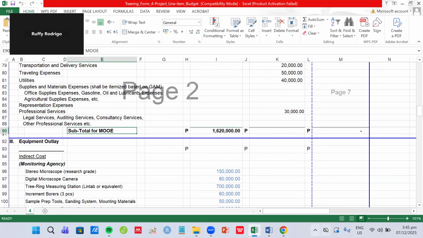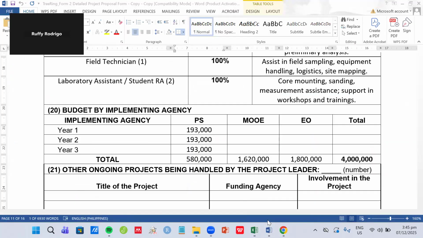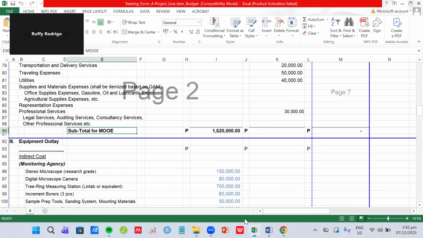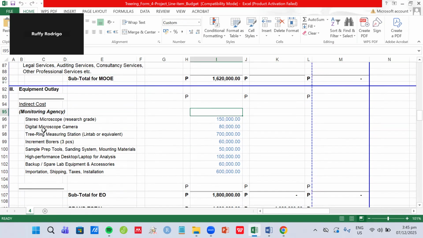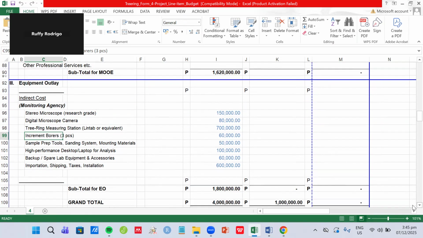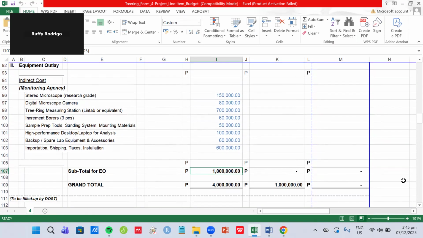Now, if you remember the form, the EO. EO is equipment outlay, right? Let's say I'm asking for a stereoscope, 150, digital microphones, and so on. You really need to be specific for that. In that case, I need like 150 million. In total, I have 4 million. So I think that's it.